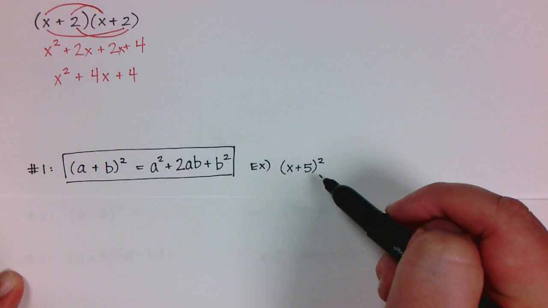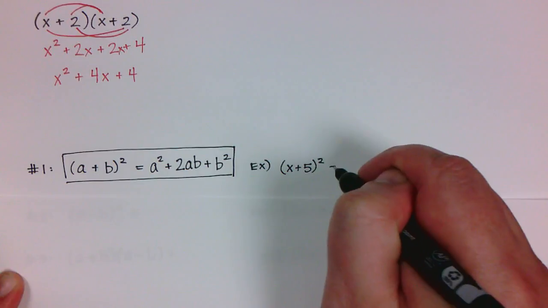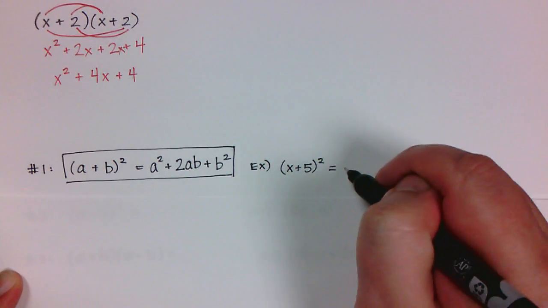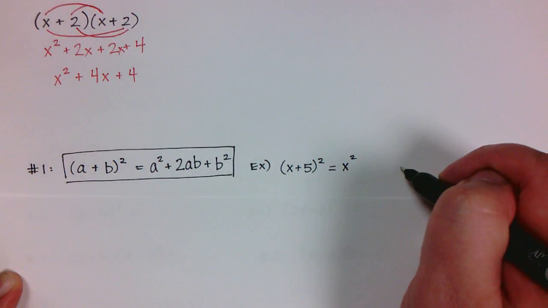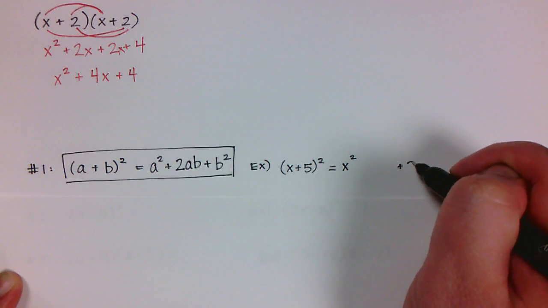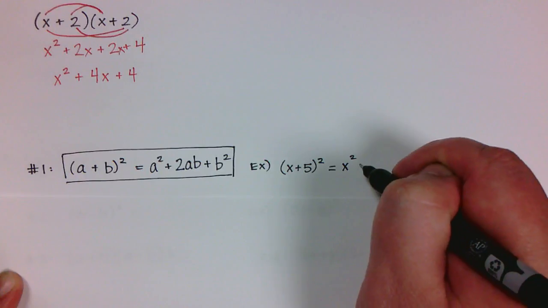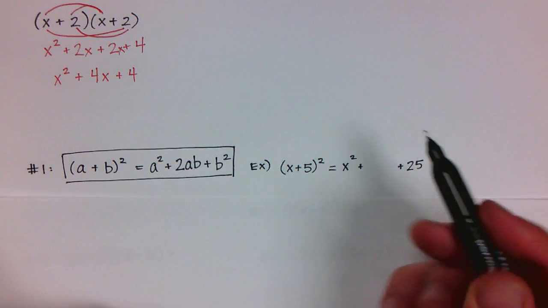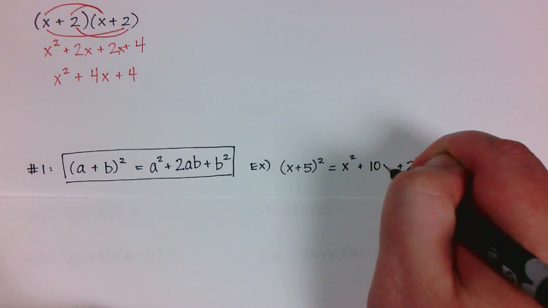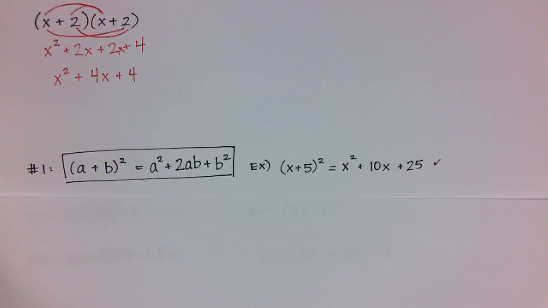So I have something like that right here, x plus 5 squared. So what am I going to do? I'm going to square the first term. I'm going to also square the last term, so 5 squared is 25. And then in the middle, I'm going to do 5 times x, which is 5x, multiply it by 2, and I get 10x, and I'm done. See how easy that was?